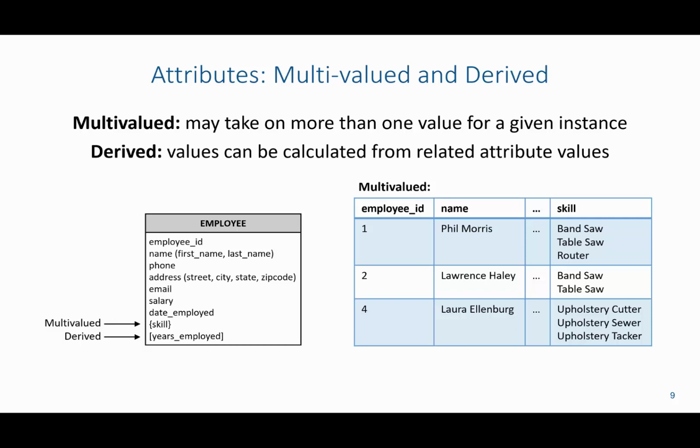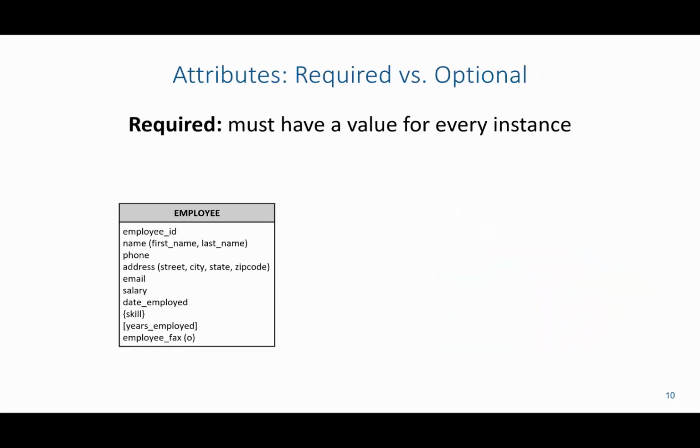So for example, we have here years employed. How would we know how long an employee has been employed based on attributes that we already have? Well, we can go to the date employed attribute. So we could take the current date, subtract when the employee was employed, and then we could figure out how many years that employee has been employed. You'll notice that derived attributes are represented with square brackets around them, indicating that we will ultimately not have this as a column in our database when we finally implement it.